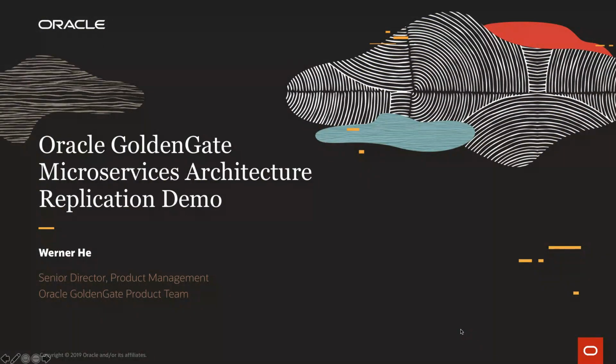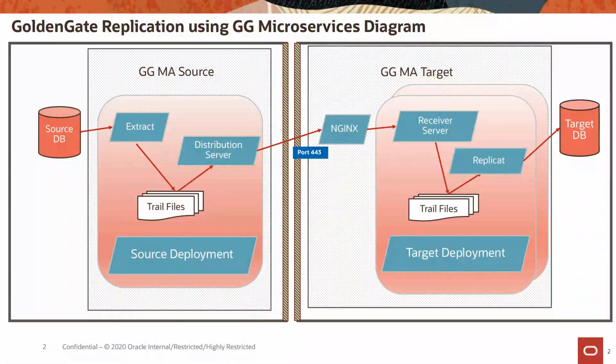Hello everyone, this is Warner. I am the product manager for Oracle GoldenGate, and today I'm going to show you a quick demo on how to set up the replication from one Oracle database to another Oracle database by using the GoldenGate Microservice architecture, which is the latest version of GoldenGate. Before we start doing any detailed technical steps, I want to give you an overview of all the components we're going to be configuring today.